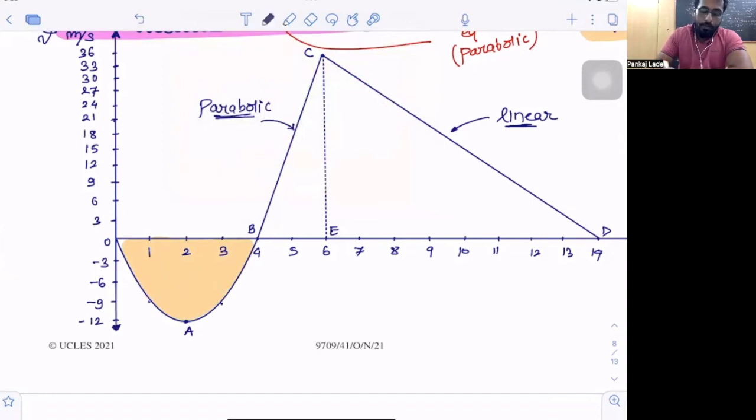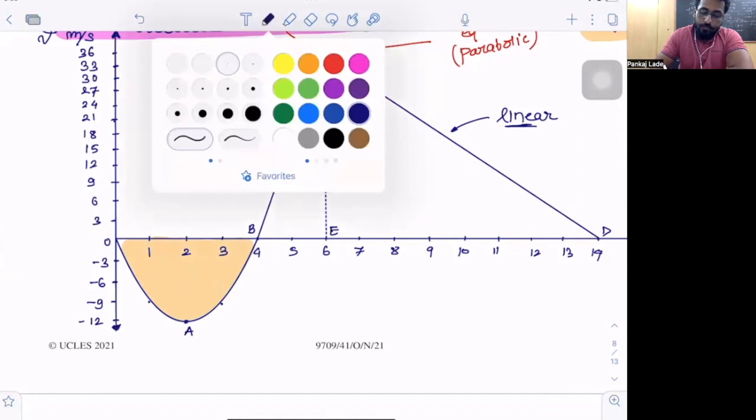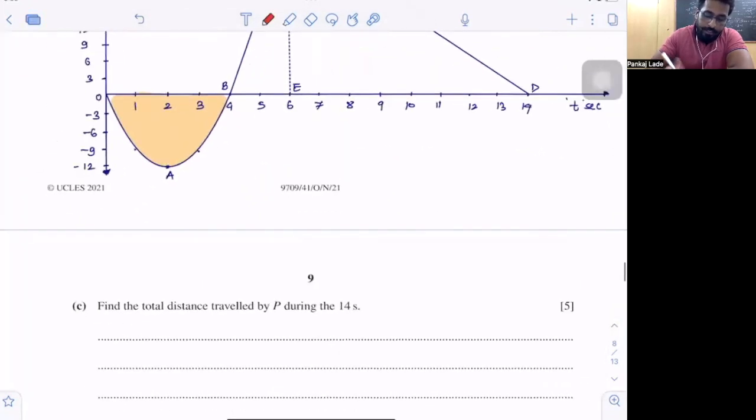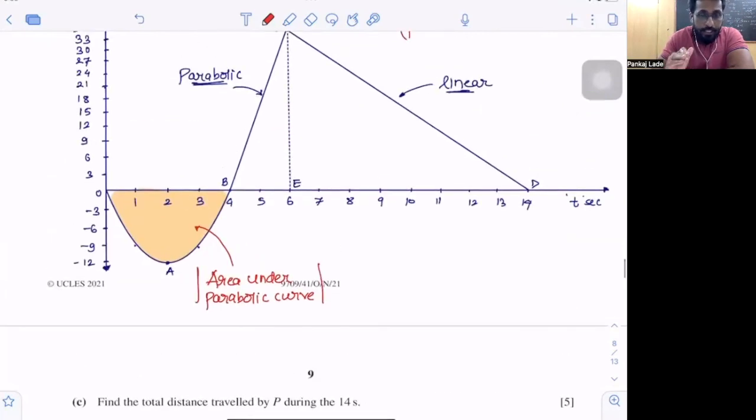So this is the area under the parabolic curve, and it's going to be kept in the modulus sign. Why? Because it's going to come a negative answer. Fine. This is the first area that I want to find.